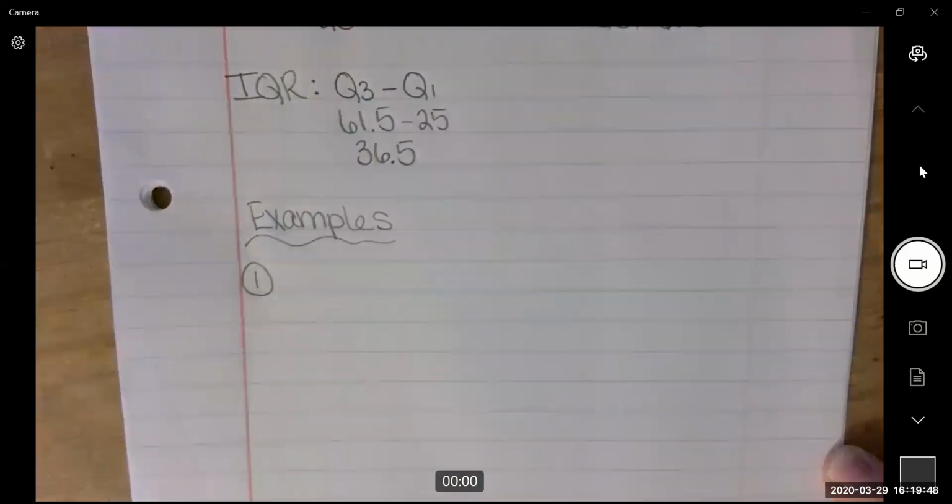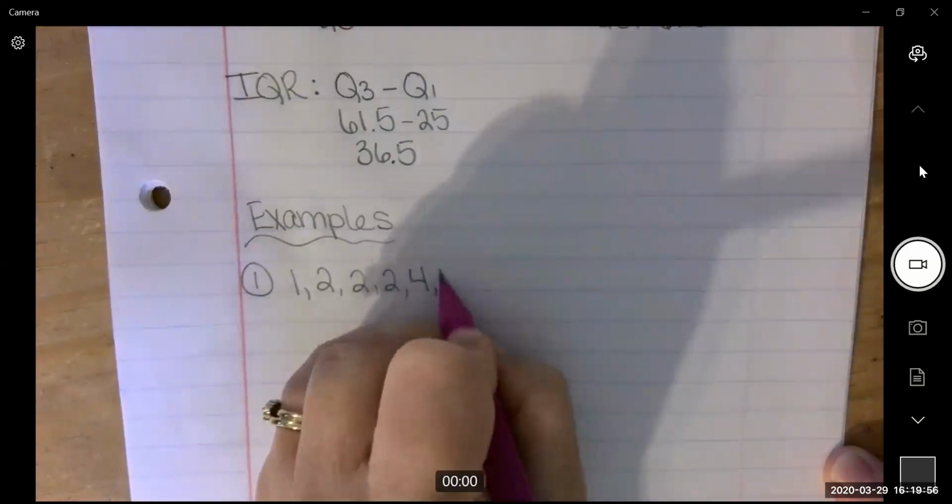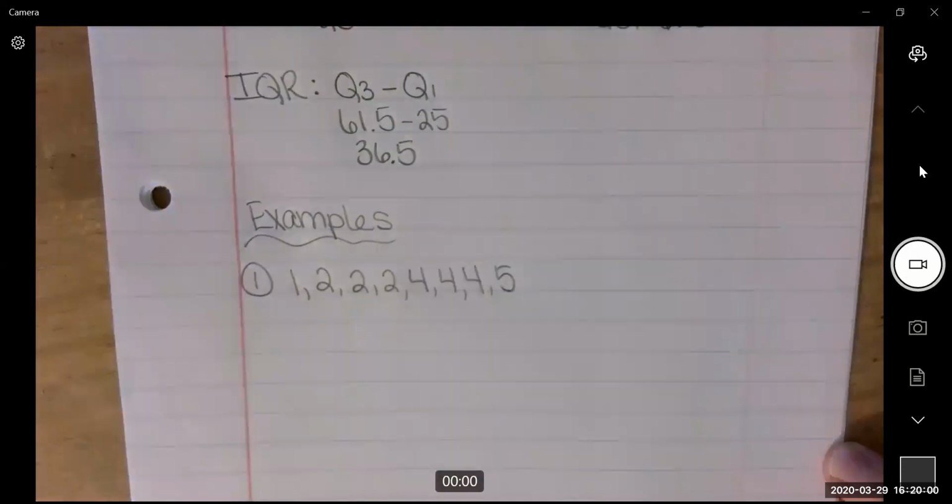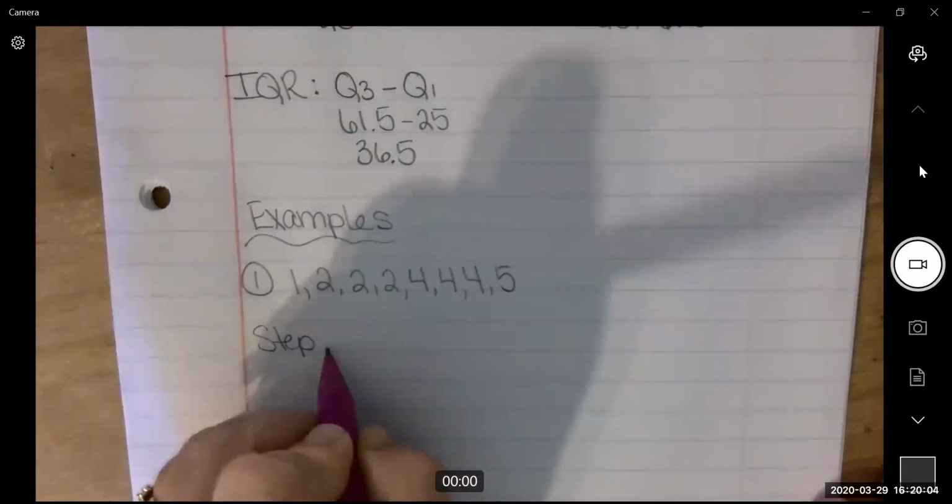All right, so we're going to look at example 1. Number 1, the data are in order from least to greatest. So we have 1, 2, 2, 2, 4, 4, 4, and 5. All right, so step 1. Step 1, find the mean.